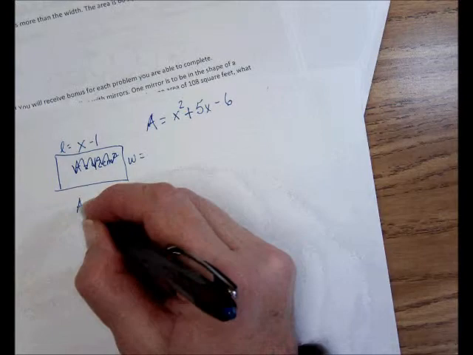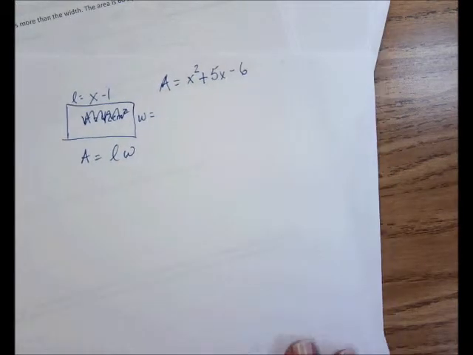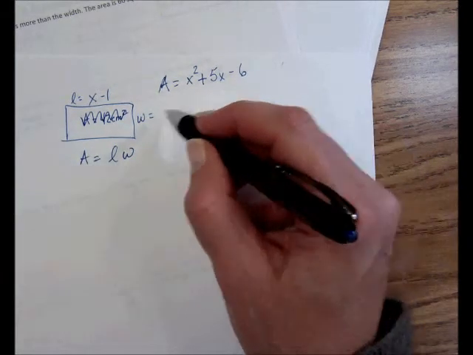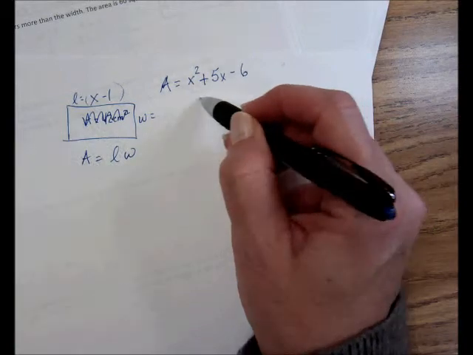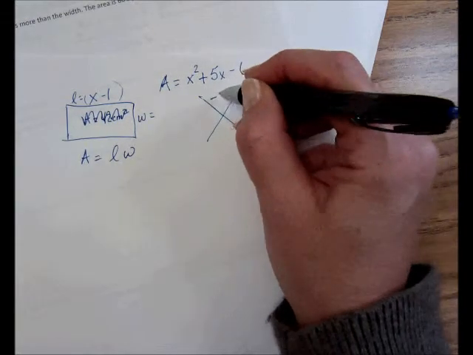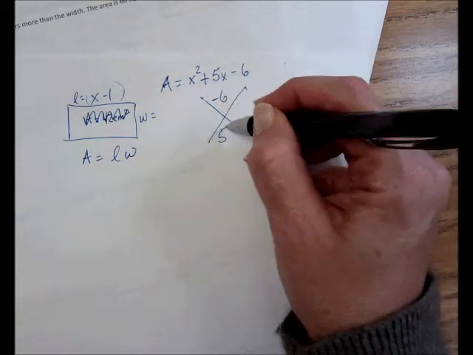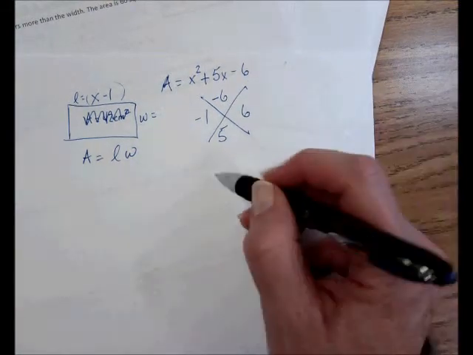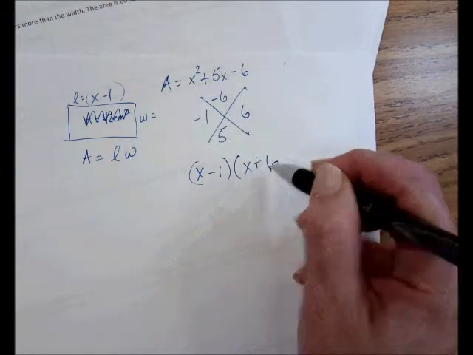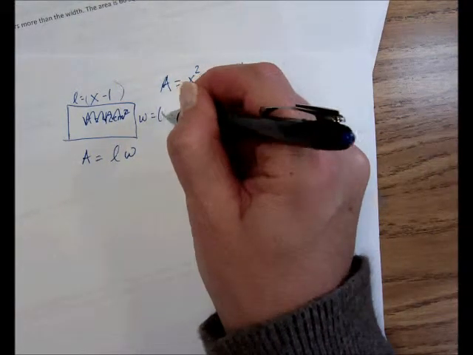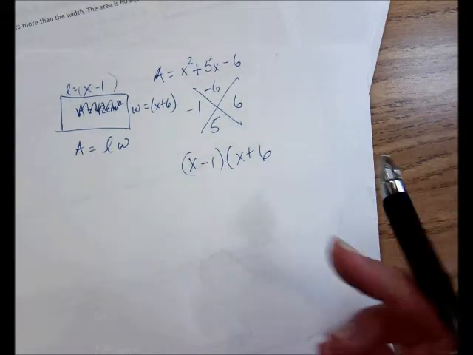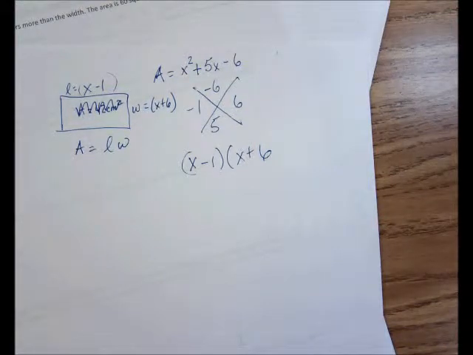So I know that area is equal to length times width, and that's equal to this quadratic. If I already know that one of them is x minus 1, I'm assuming that when I do the x factor, one of them is going to be that. So let's see. I have negative 6, I have a positive 5, I have a 6 and a minus 1. So here it's going to be x minus 1 and x plus 6. So I know that w has to be x plus 6. So those are my two different dimensions, and that's one like that was on the diagnostic test today.